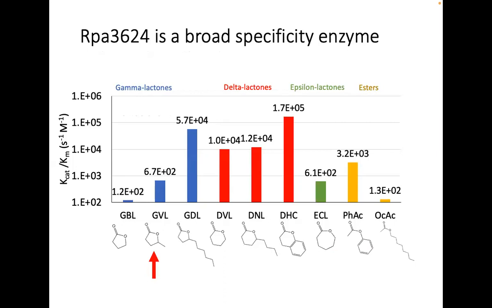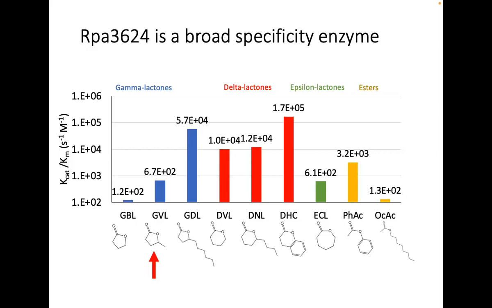So what you're looking at here is a graph of catalytic efficiency on various substrates. The y-axis here is catalytic efficiency on a log scale, so we're seeing orders of magnitude difference in efficiency for different substrates. And along the x-axis, you can see the different structures of the different lactones that this enzyme has activity on, including some esters at the very end there.